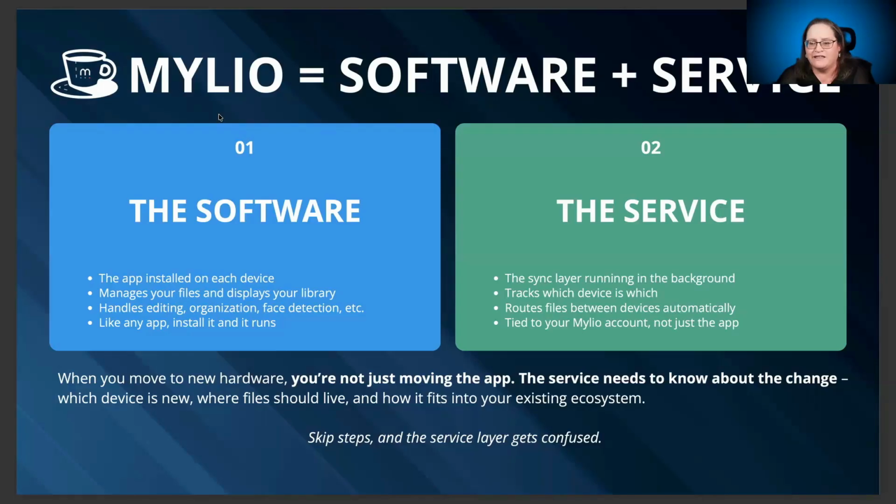The service aspect of Mylio is the sync layer that runs in the background. This is what makes Mylio fundamentally different. It tracks which device is which, it routes files between your various devices, and it is tied to your Mylio account. So each device logged into your Mylio account can talk to other devices on your account. When you get new hardware, you're not just moving the app from one device to another. The service needs to know about that change. Every new device needs to know where files should live and how they fit into your existing ecosystem. If you skip steps in this part of the process, the service layer gets confused and the transition can get really messy. But we're going to show you how to make this super easy.